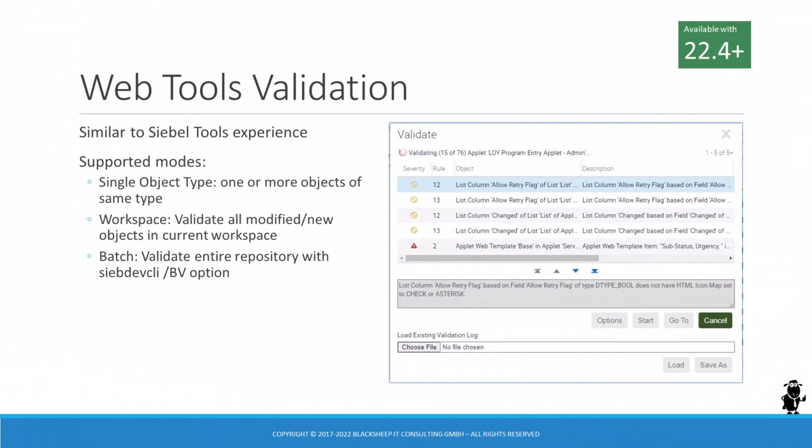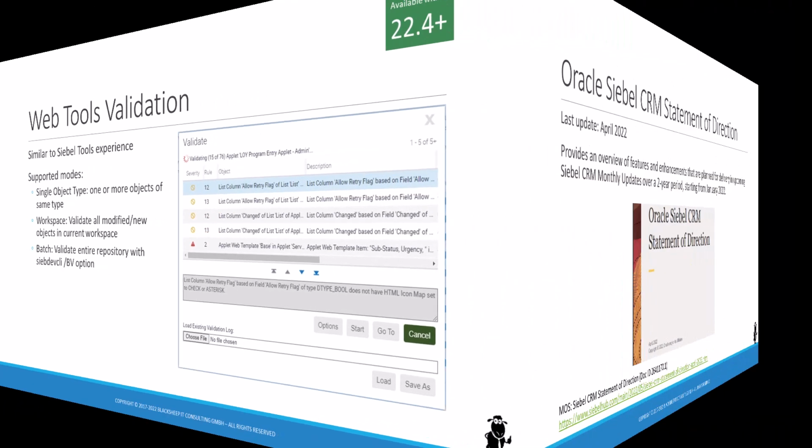In the April 22 release, Siebel Web Tools got one step closer to independence from Siebel Tools. With Siebel CRM 22.4 and higher, developers can now run the object validation utility from the comfort of their browsers. One less reason to log into Siebel Tools.